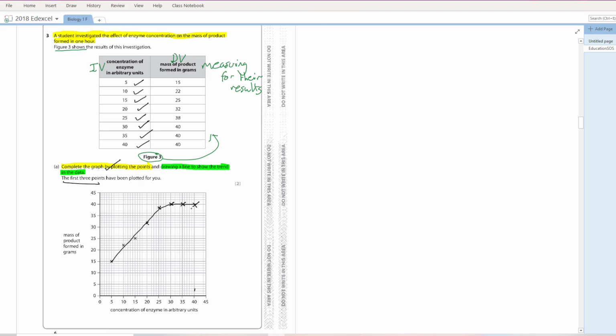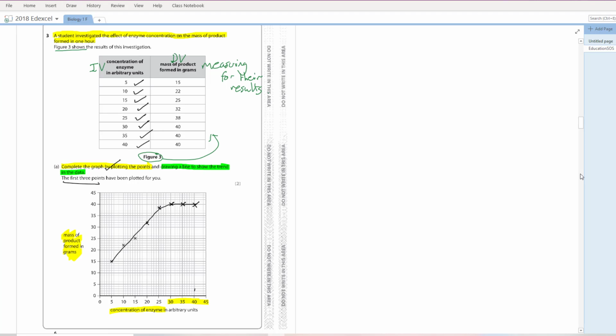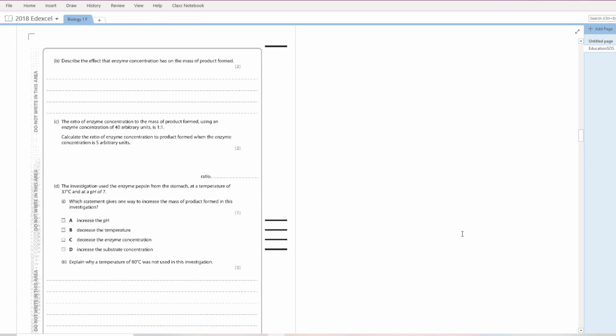So draw a line, that's much better, and then at the top, as you can see, it completely levels out. What that shows me is that after 30 arbitrary units, it doesn't matter about the concentration of enzymes, because after that point there's no more produced. It levels out, so the concentration of the enzymes doesn't affect the result. Now we're going to move down to the next question.